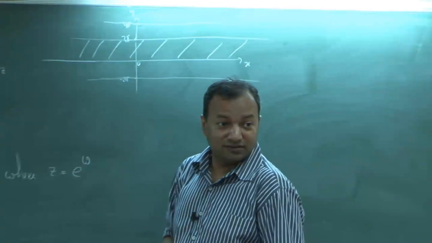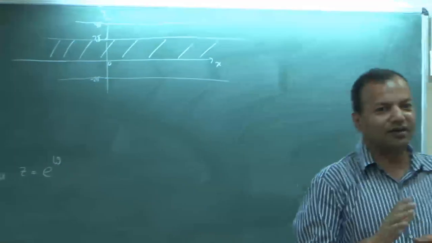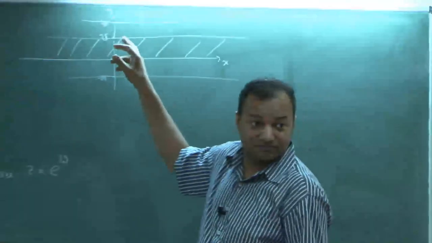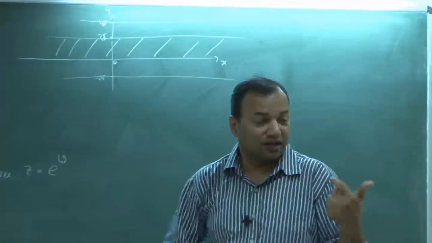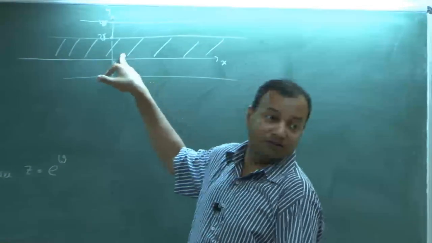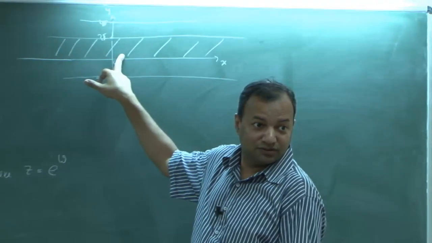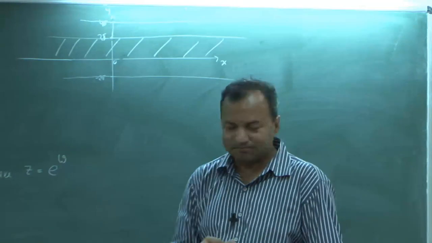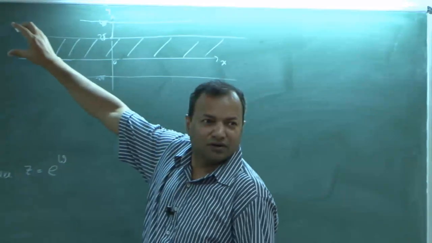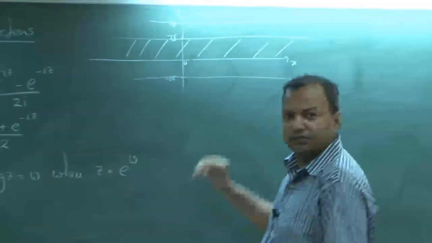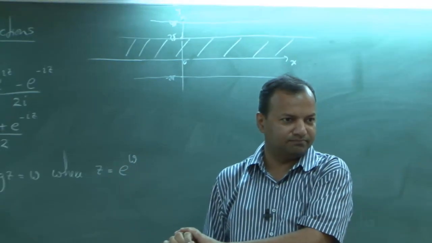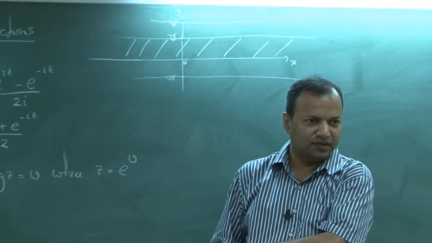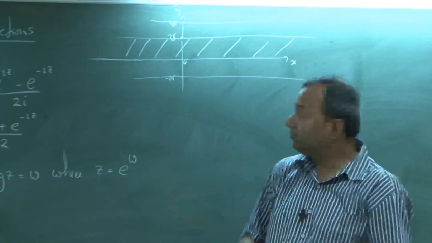So, the e to the z function itself behaves differently. The exponential function in the real world, you just assume it keeps on growing. That does not happen here. In fact, the exponential function in the real world can never take a negative value. Here, it can take negative values. If the value of y is between pi and 2 pi, its value would be negative. In fact, if you think about it for a minute, e to the z maps this strip to the entire complex plane, except 0, I think. It will never hit 0. But every other value is mapped to by this strip.